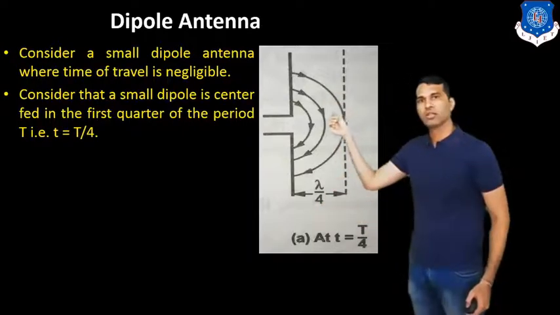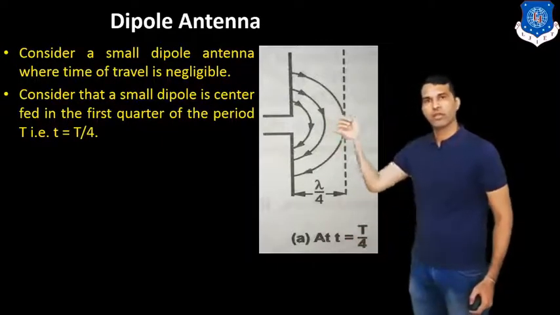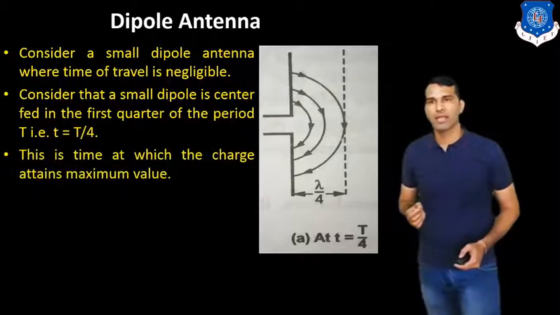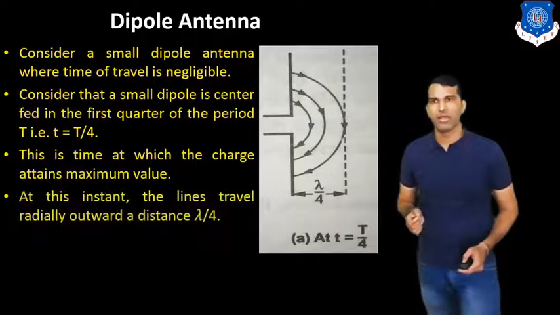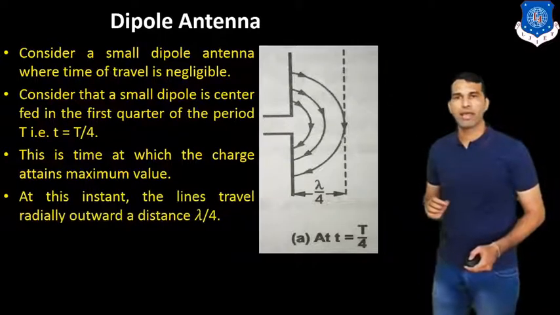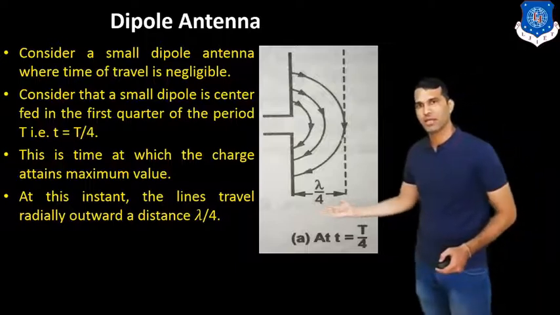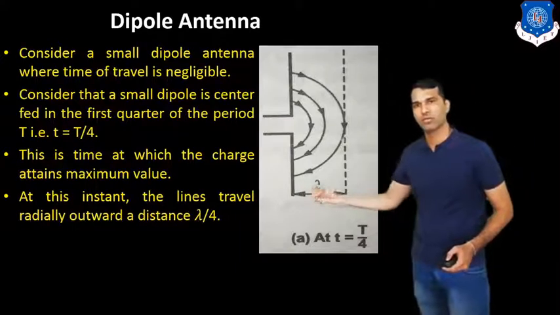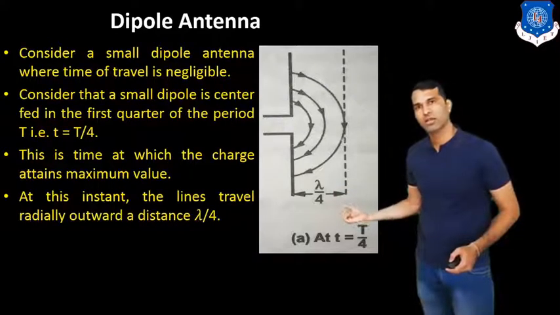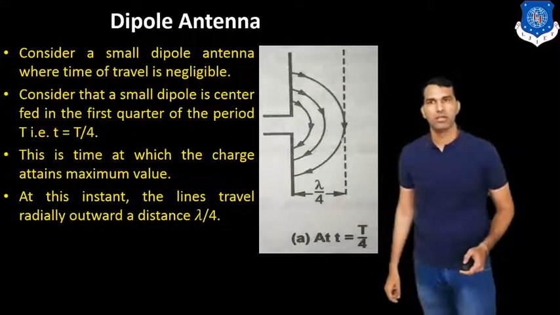So due to this, the lines are created from the upward to the downward side. We can see, now this is the time at which the charge is at a maximum value. At this instant, the lines travel radially outward a distance lambda by 4. We can say this is the distance from the antenna, lambda by 4, from this antenna to this line. So in the first quarter, the line has traveled a lambda by 4 distance.